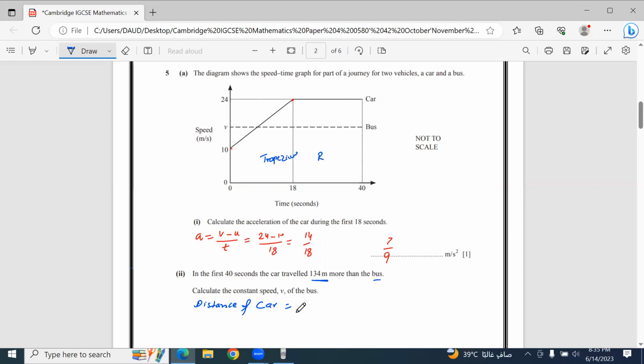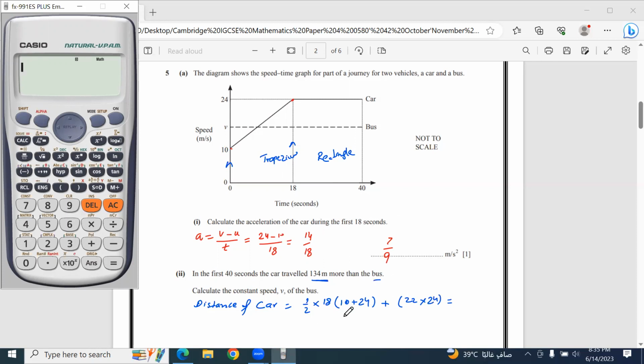How to find the area of a trapezium? One over 2 multiplied by height. I will consider these two sides parallel and 0 to 18 as the height. Bracket open, sum of parallel sides means 10 plus 24, then plus the area of the rectangle. Length into width means from 18 to 40, we have 22, multiplied by 24.